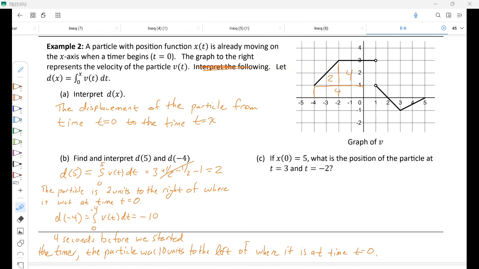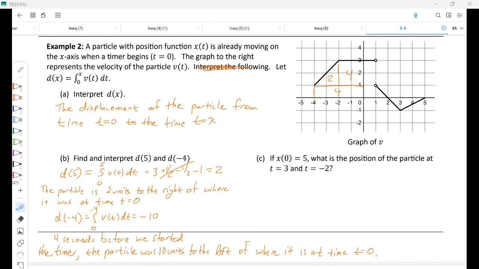That doesn't mean that the particle traveled 2 units. It could have, but it's not guaranteed that the particle traveled 2 units. It could have done 3 to the right and then 1 back to the left. It's sort of just like the net distance traveled. So where it was in relation to where it started from.